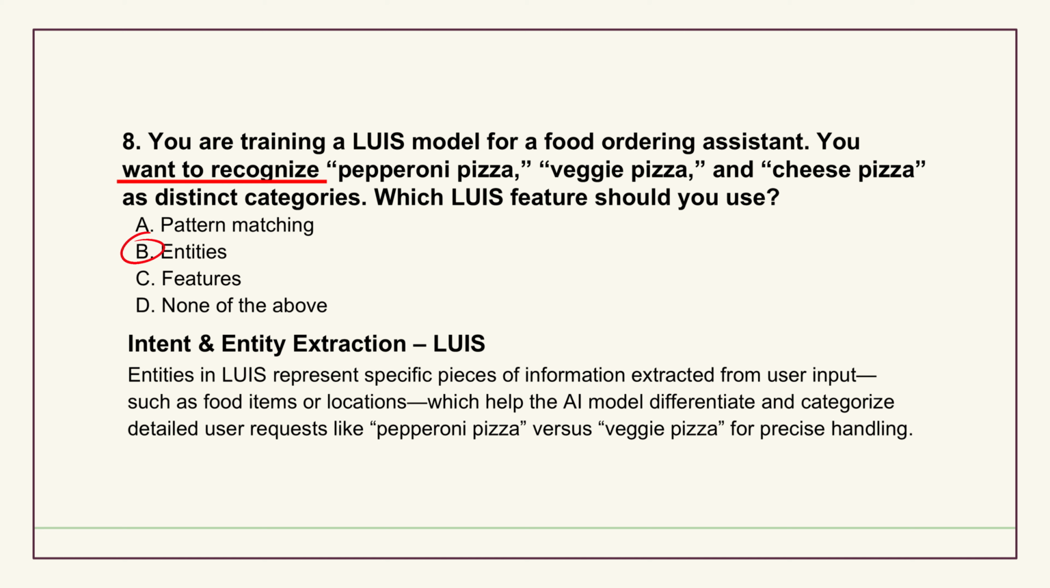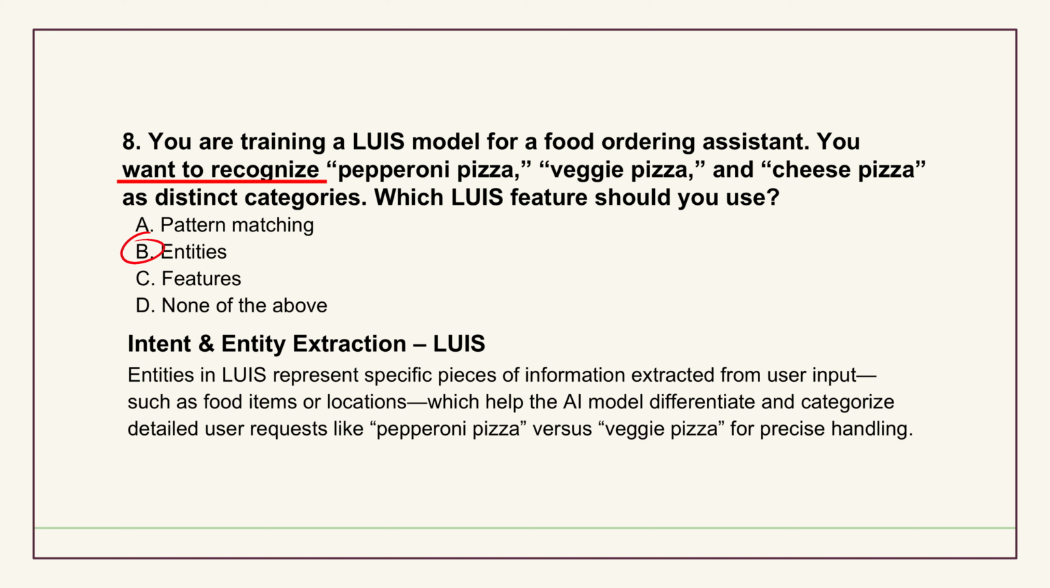So LUIS identifies intents. That's the user's overall goal, like order food. But then it extracts entities, the specific details related to that goal. In the earlier example, I want to order a large pepperoni pizza and a side salad. The intent is order food, but you need to identify large, maybe that's a size entity, pepperoni pizza, a food item entity, and side salad, another food item entity.